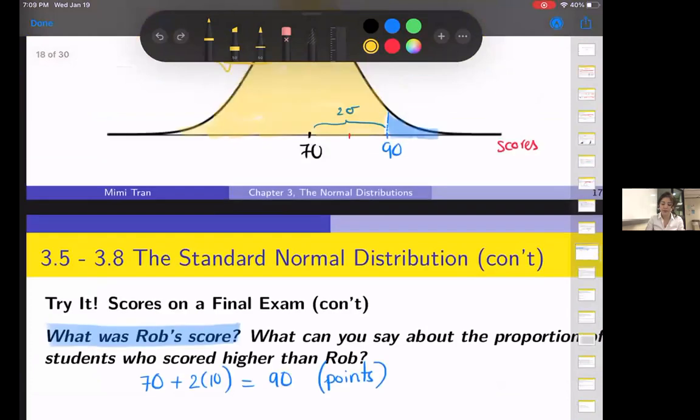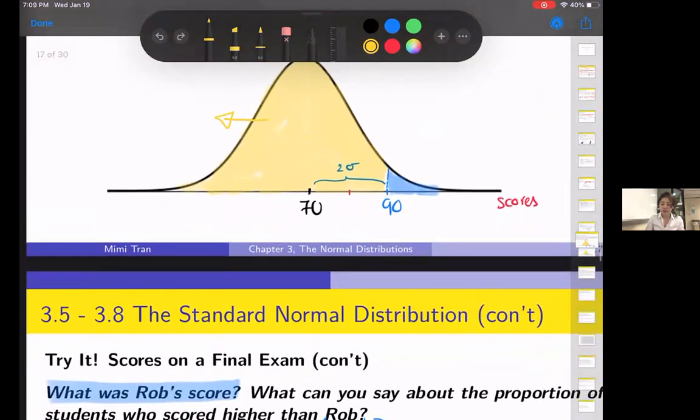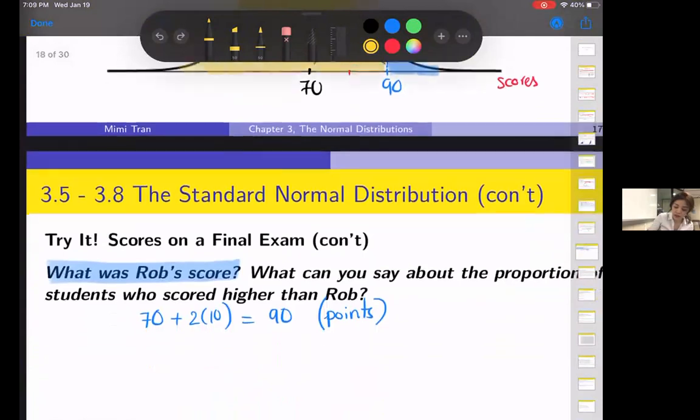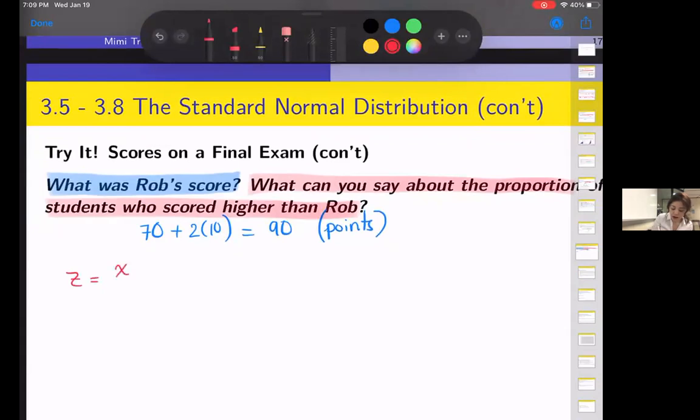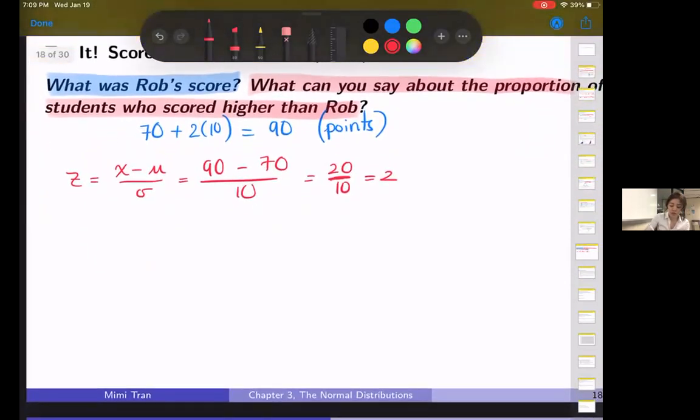So if I go back here, the z-score, I think we know this, but I'm going to do it by hand anyway to see if it matches the answer. So remember z is equal to x minus mu divided by sigma, right? That's the formula. X is 90, that's the observation, which is Rob. Minus mu is 70, divided by 10. 20 divided by 10 is 2. That's why it's 2 standard deviations from the mean, right?